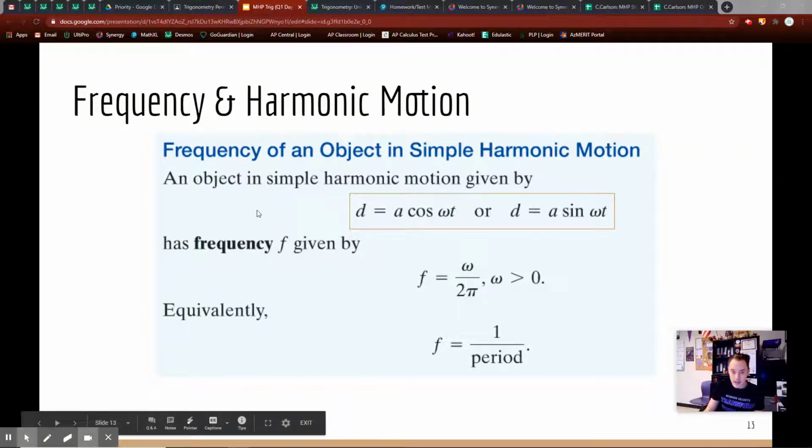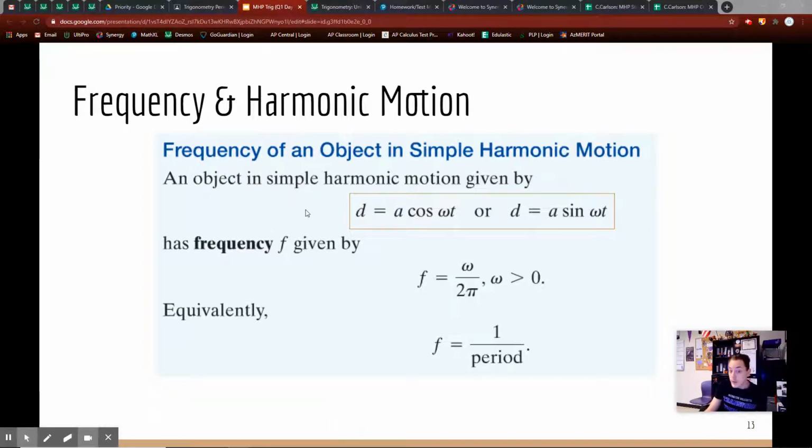So the object in simple harmonic motion given by this has a frequency of this. So frequency starts to happen when I look at guitar strings. Okay, guitar strings have that harmonic motion, but also have a frequency. Because it's a note, right? It's so strung up, it has a frequency. Or rubber bands. Think about that, guys.